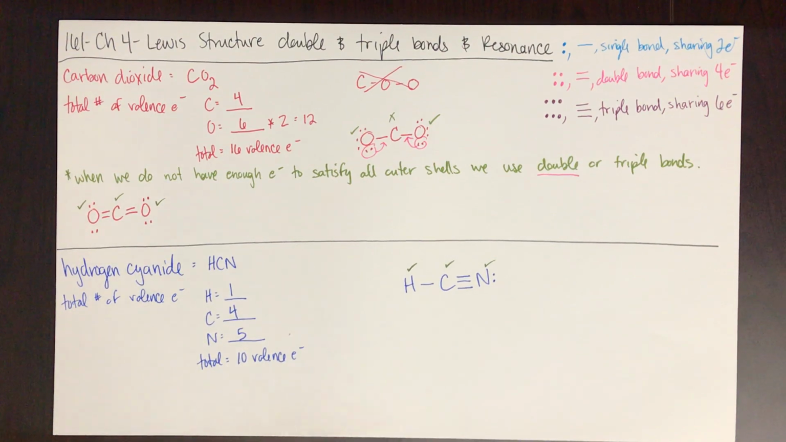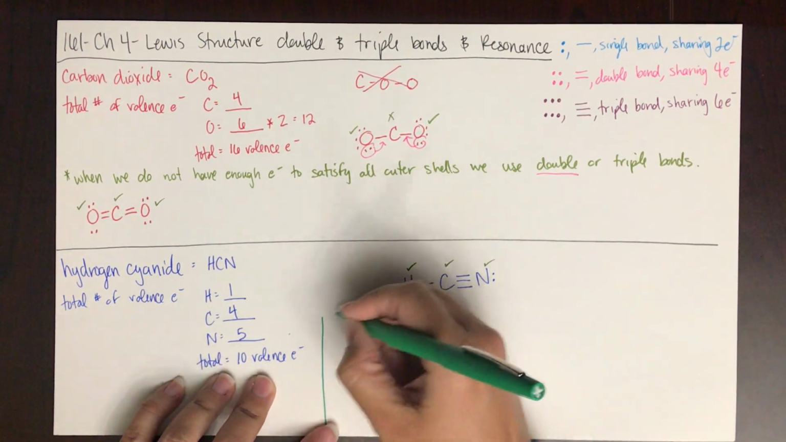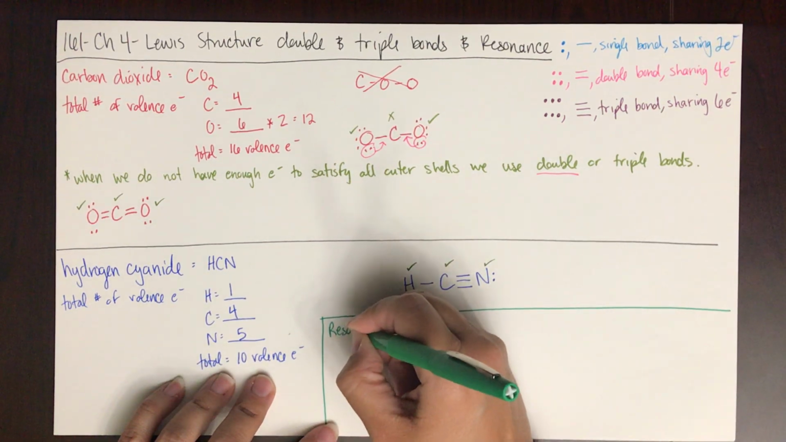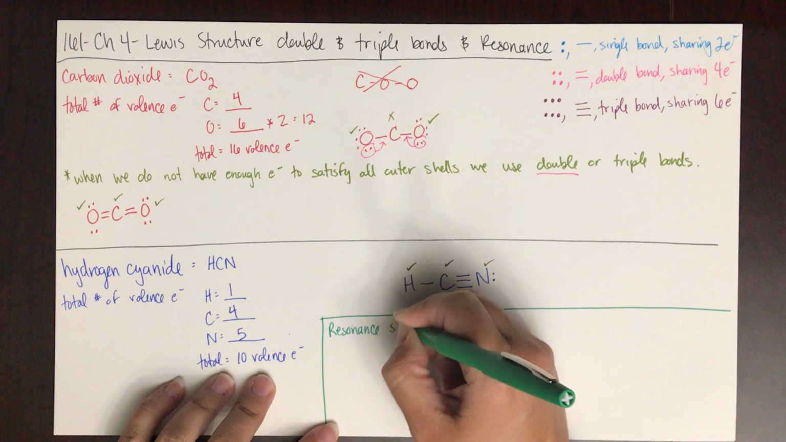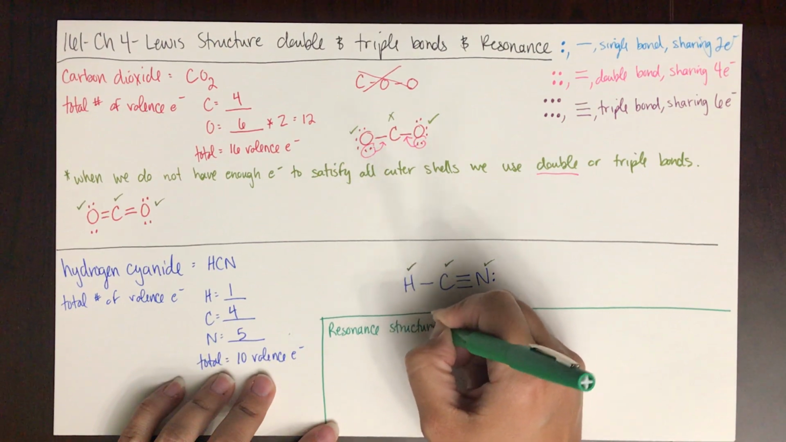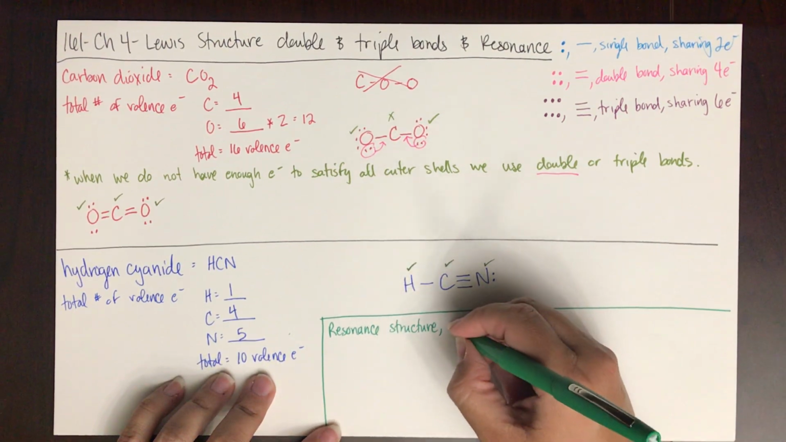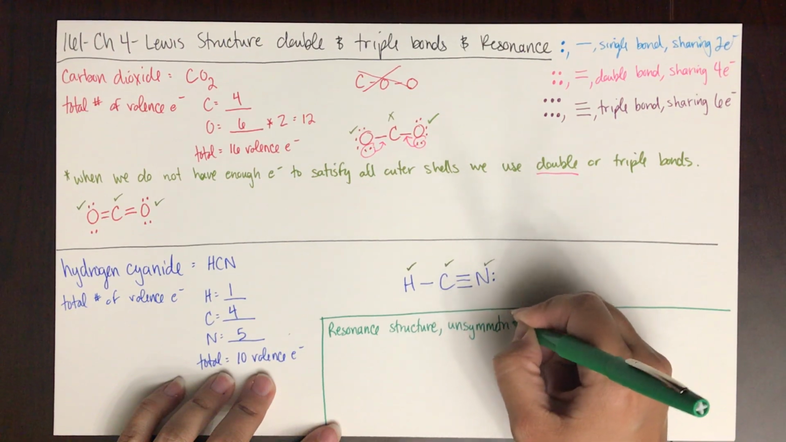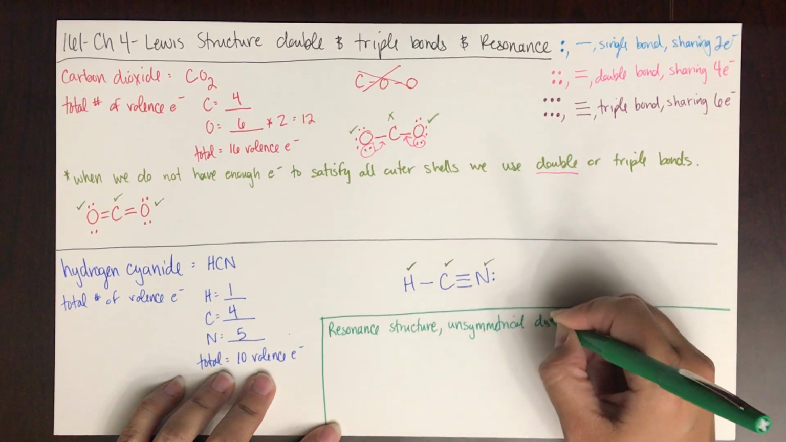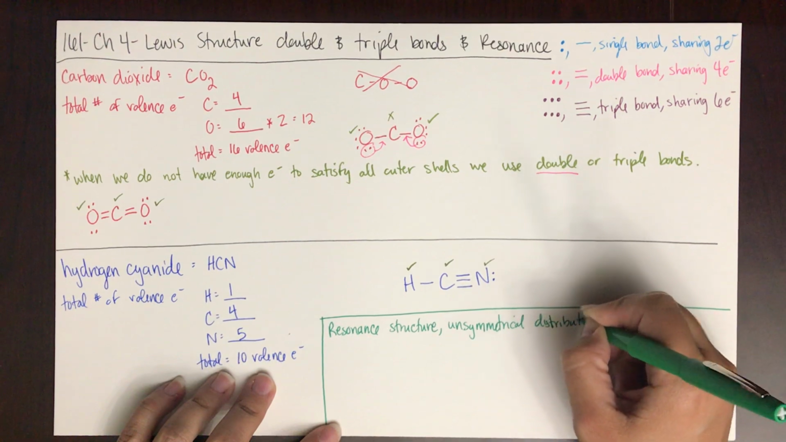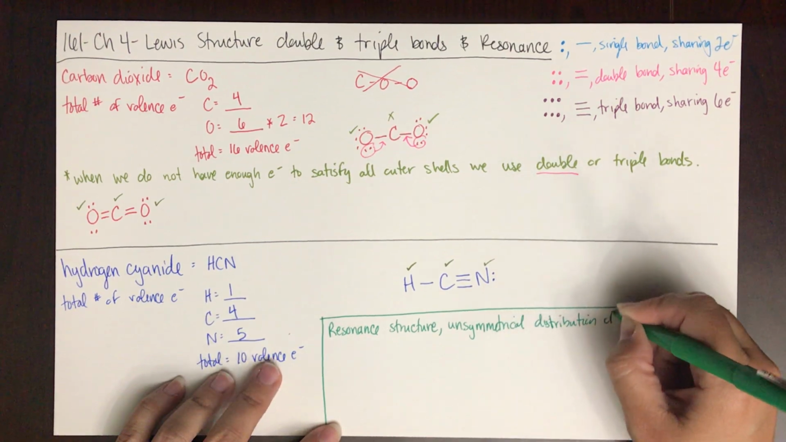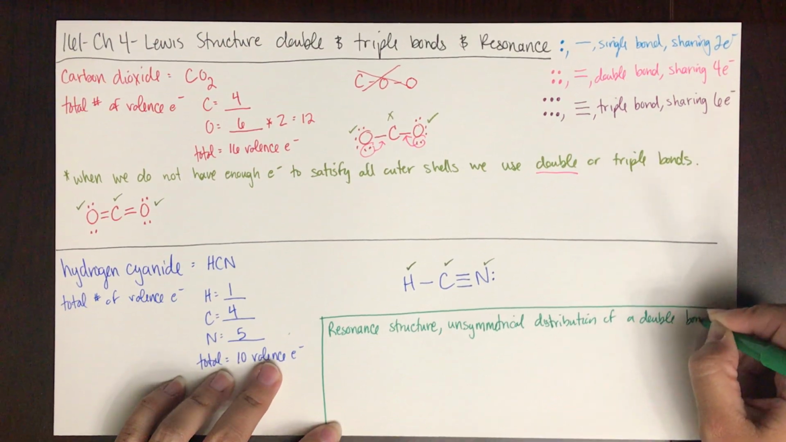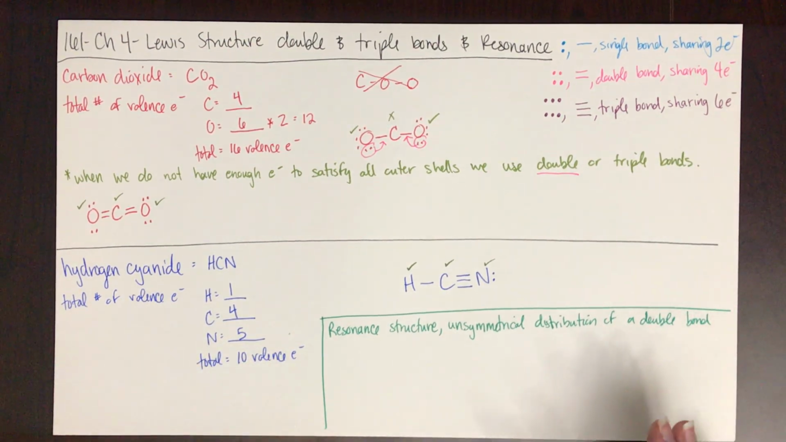So I'm just going to put this right down here. A resonance structure is when we have unsymmetrical distribution of a double bond. So let me explain to you what that means.